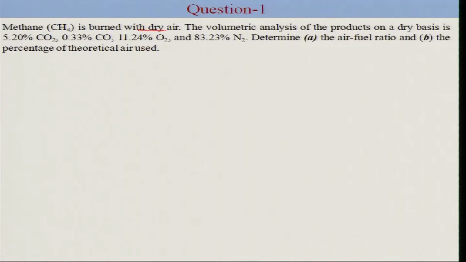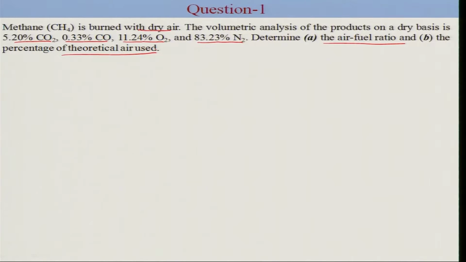Methane is burned with dry air. The volumetric analysis of product on a dry basis is 5.2% of CO2 is coming out, 0.33% of CO is coming out, 11.24% oxygen and 83.23% nitrogen. We have to determine the air fuel ratio and the percentage of theoretical air used.